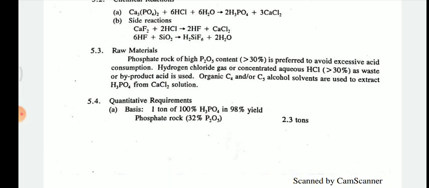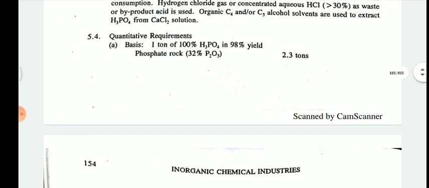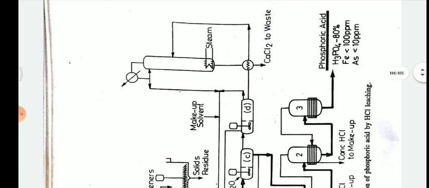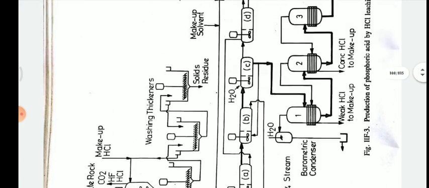That is, solvents of C4 or C5, like butane or pentane, are used to extract H3PO4. But extracted from what? It is extracted from the calcium chloride solution. Now the quantitative requirements are basically for 1 ton of 100% H3PO4 at 98% yield, and phosphate rock with 32% of P2O5.